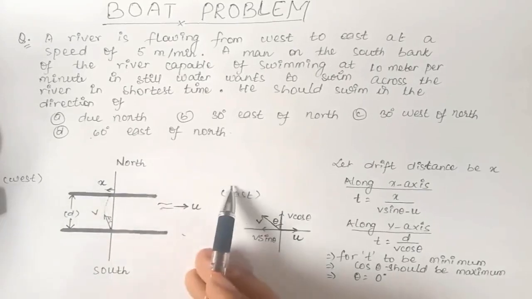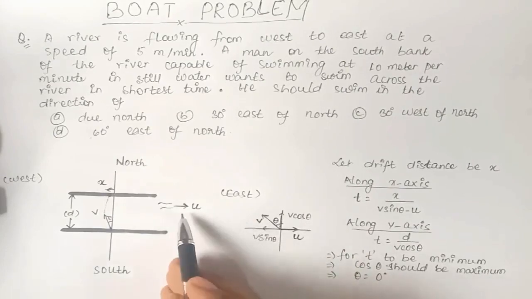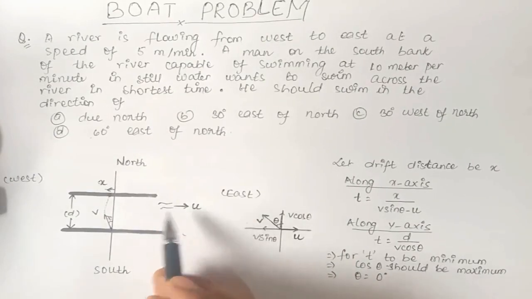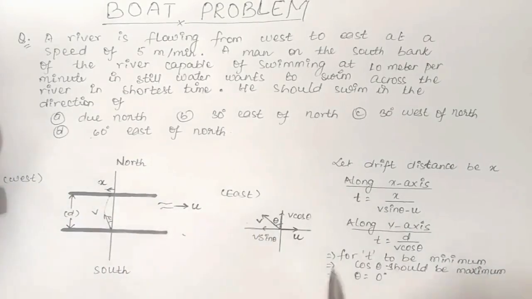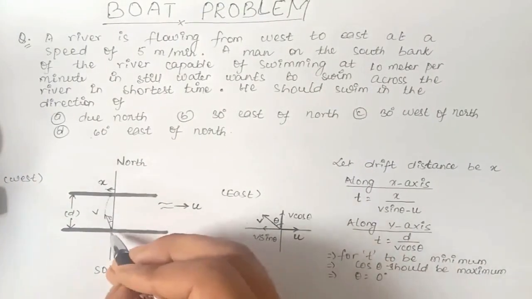from west to east. Here we have done the vectorial representation of all the velocity vectors. So u is the speed of the river which is flowing from west to east direction, so it is drawn like that. Now we have a boat.